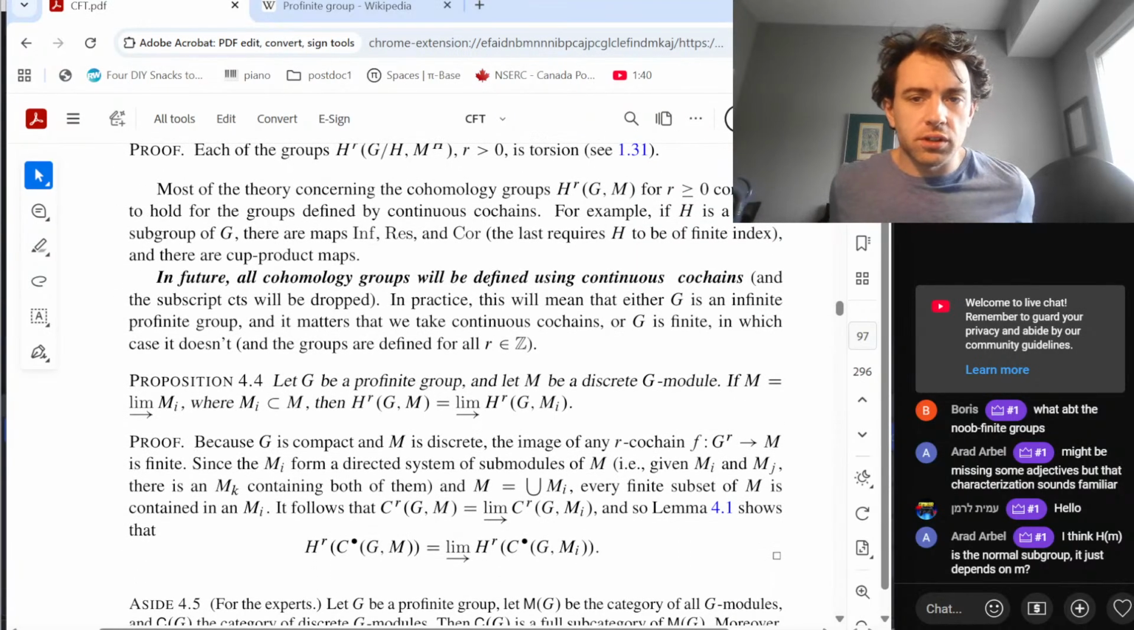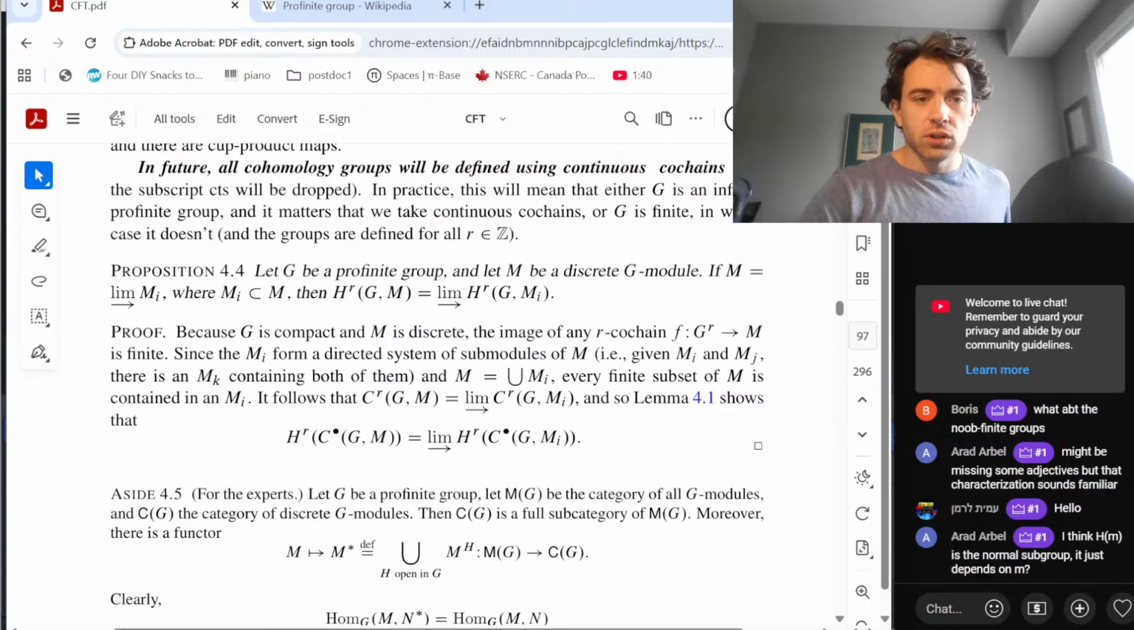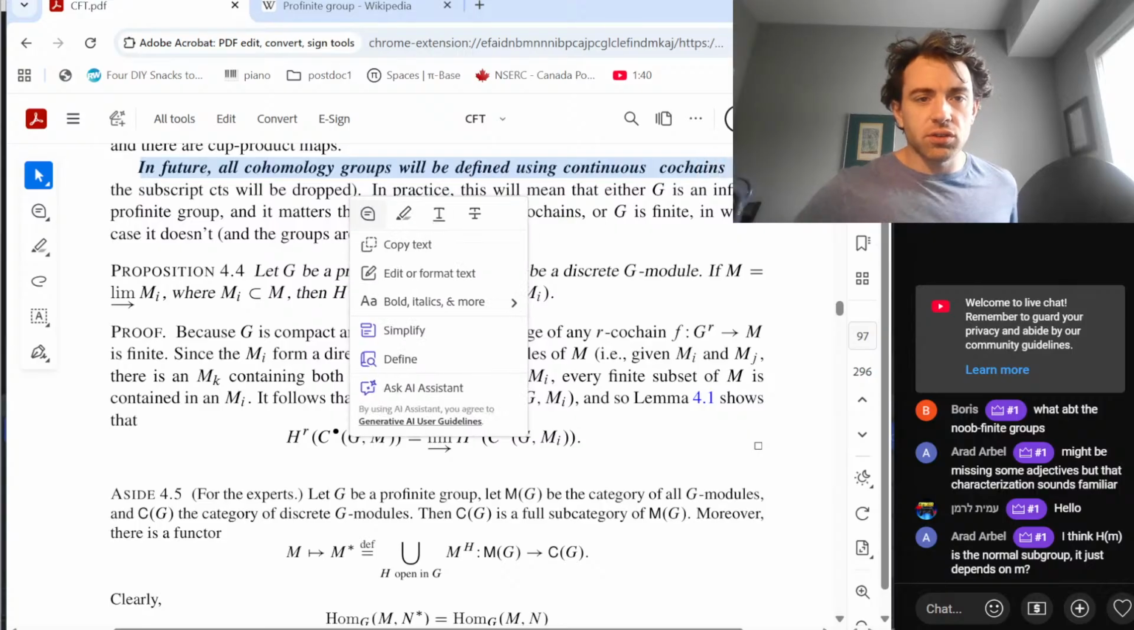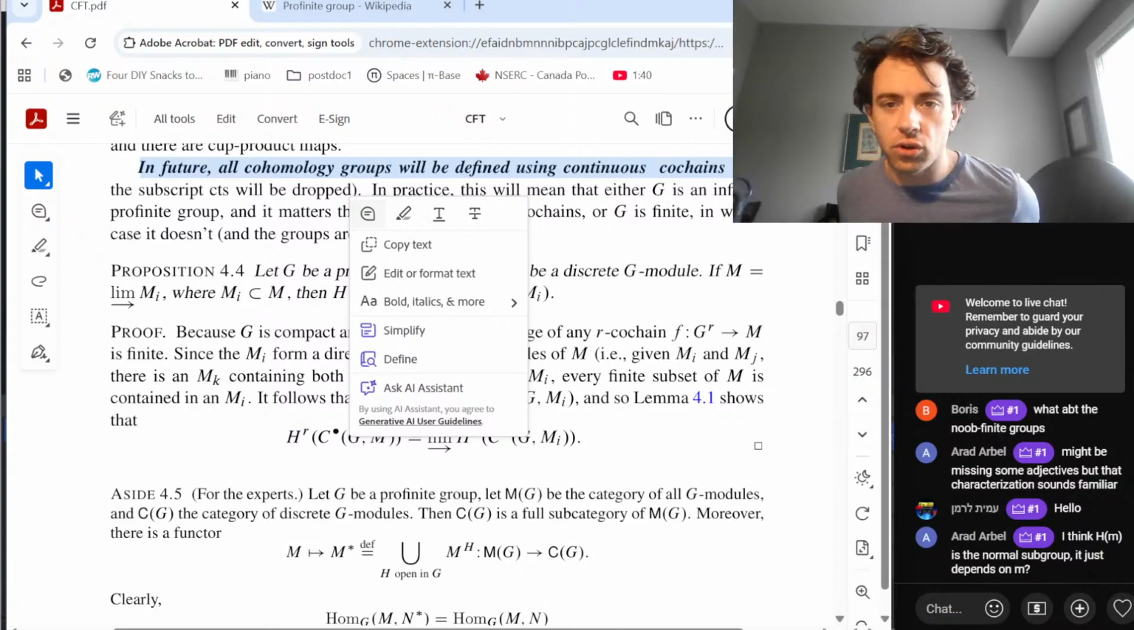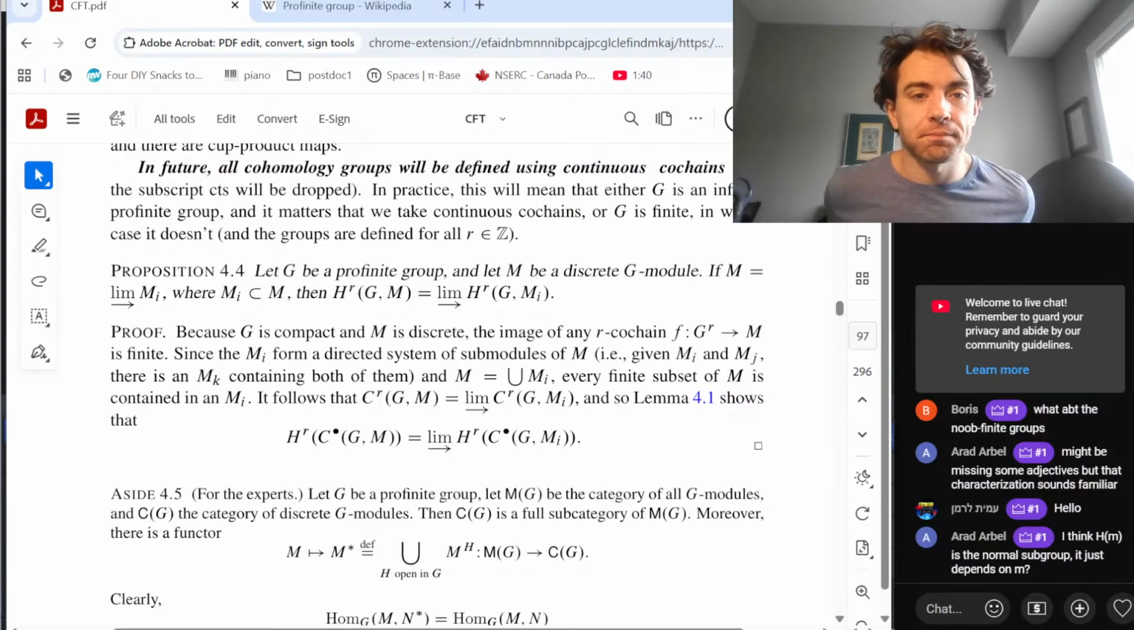Most of the theory continues to hold. For closed subgroups, we get all of these properties. Okay, this is bold, so it's important. We've got to memorize it. In the future, all cohomology groups will be defined using continuous cochains. Okay, I guess we'll just remember that.